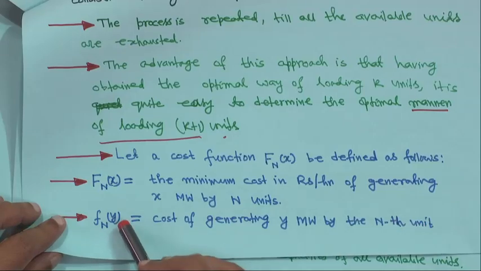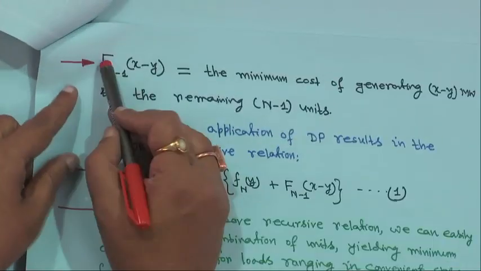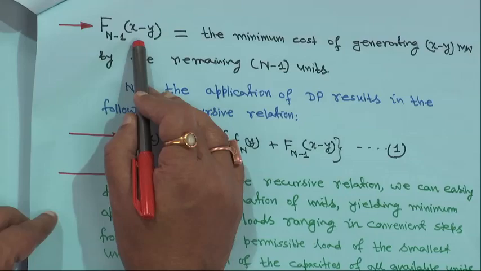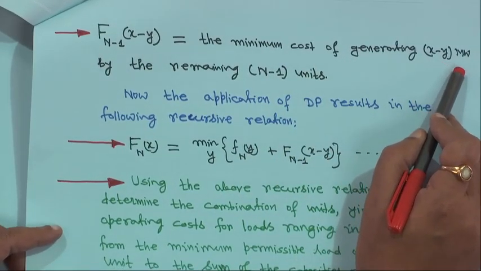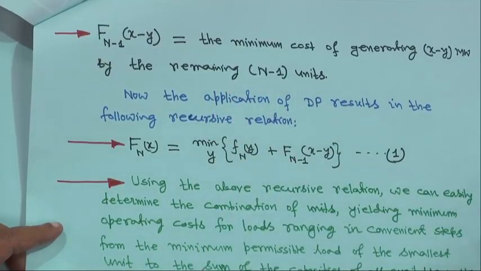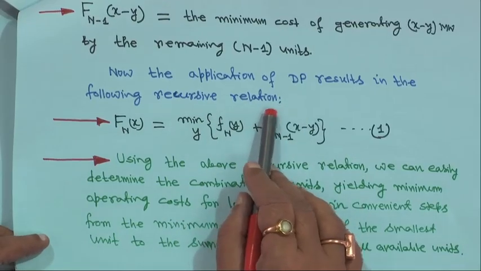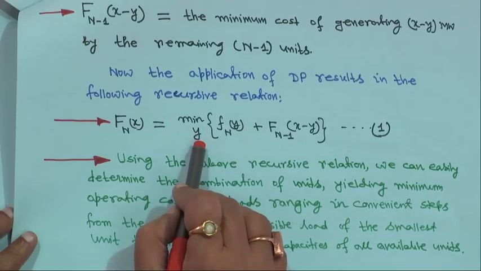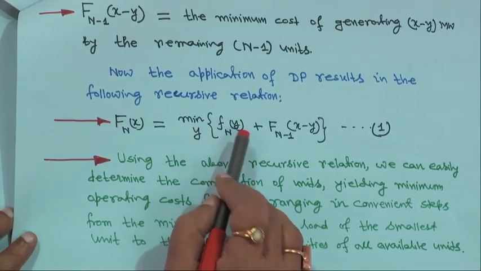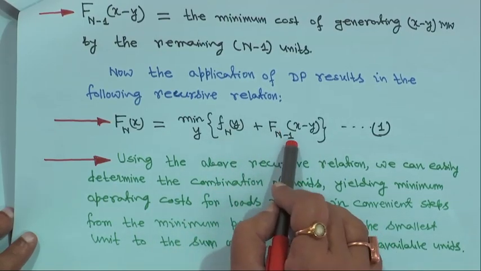If y megawatt is generated by the nth unit, then the remaining n minus 1 units, that is capital F n minus 1, generate the remaining megawatt, which is x minus y. That is the minimum cost of generating x minus y megawatt by the remaining n minus 1 units. Now, the application of dynamic programming results in the following recursive relation: capital F n of x is equal to the minimum over y of small f n of y plus capital F n minus 1 of x minus y, where n is the unit number.